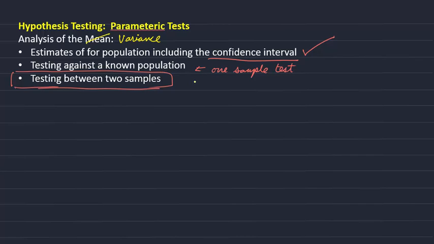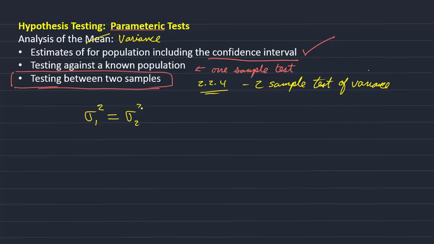And this is section 2.2.2.4. So this is our two-sample test of variance. Okay, we have two samples from two different locations or something, and we want to know whether the variance of the first population sampled is equal to or not equal to the variance of the second population sampled.